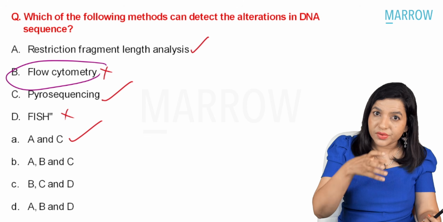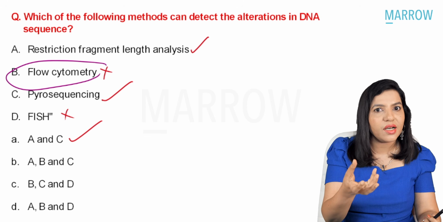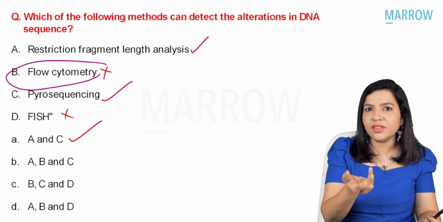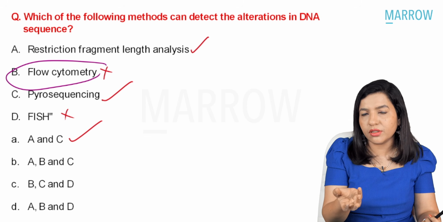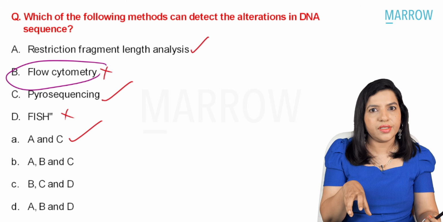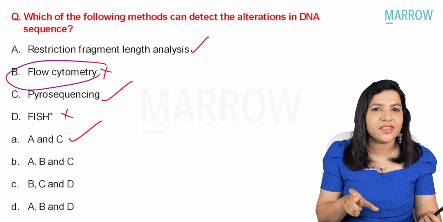Then we know that sequencing, DNA sequencing, under that comes the Sanger sequencing, then the chemical Maxam and Gilbert method of sequencing. Then pyrosequencing is also under the DNA sequencing. All these are DNA sequencing techniques.